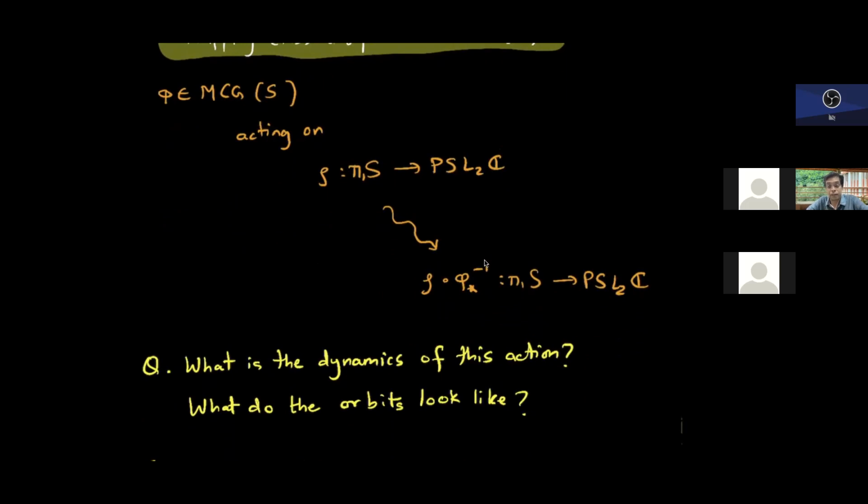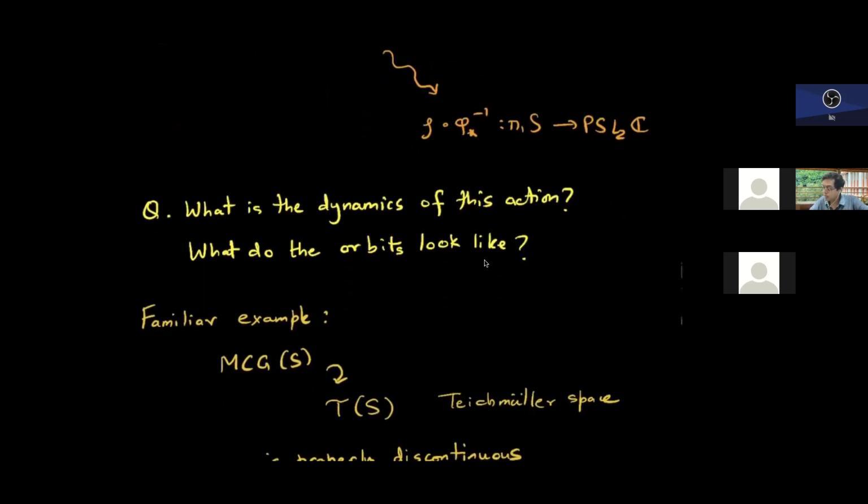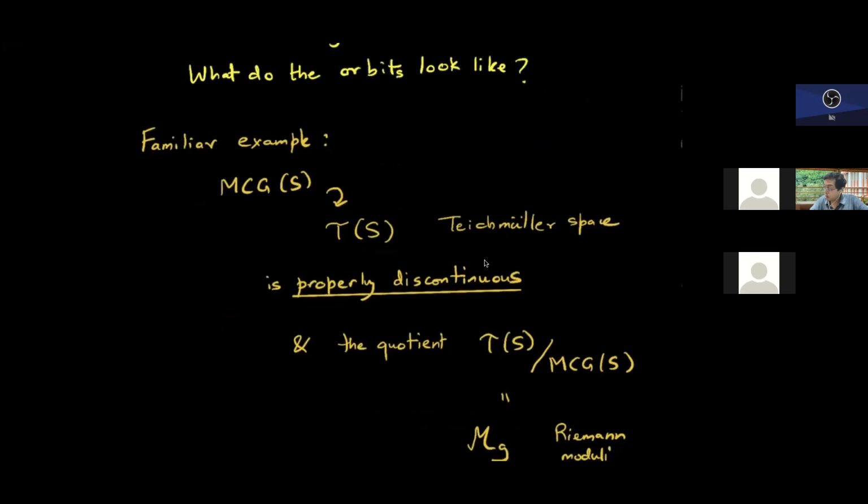What is the dynamics of this action? Okay, so one reason why it's also interesting is that there is the dynamics. If you just look at Teichmuller space, which is this set of discrete faithful representations to PSL2R, instead of looking at all the set of representations to PSL2C, on Teichmuller space this dynamics is nice. We know that this acts properly discontinuously, and in fact, the quotient is something that is familiar.